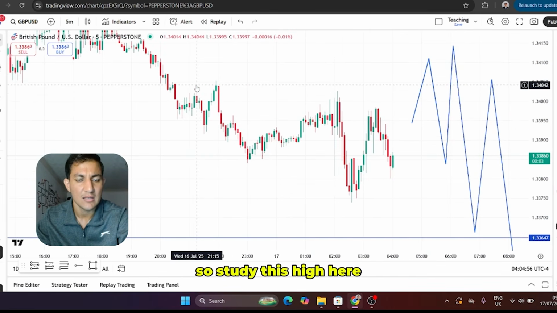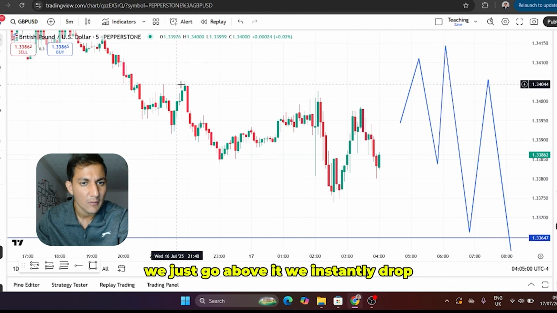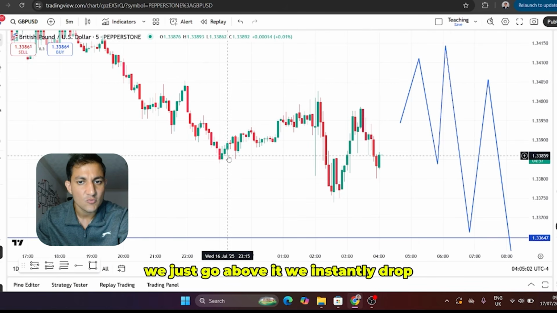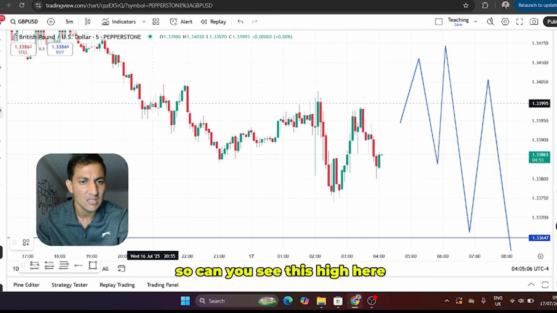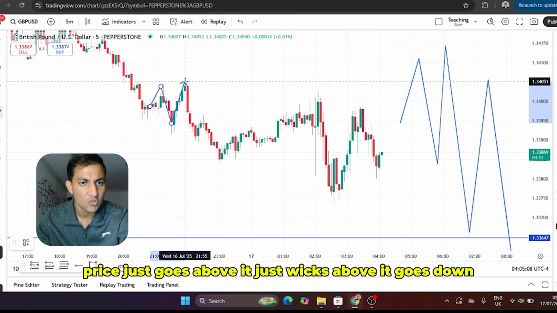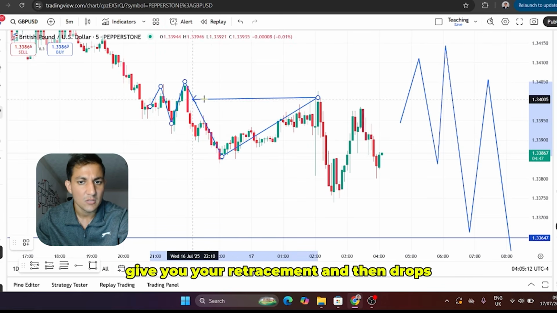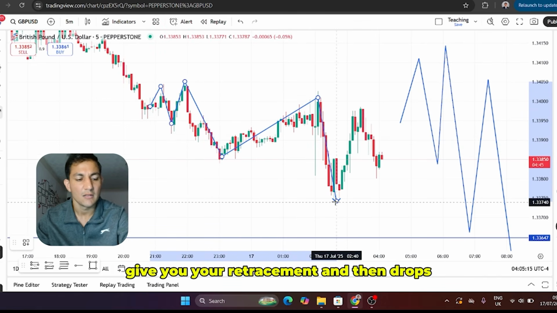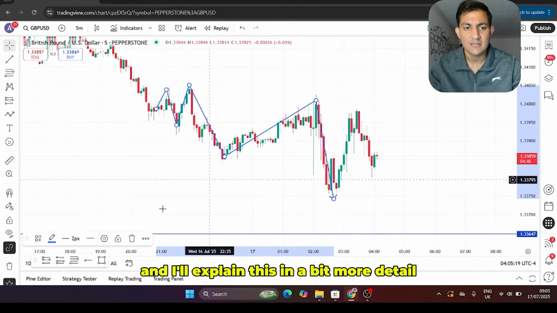So study this high here. Can you see how we just go above this high, we instantly drop, and then we have our retracement and price drops again? Price just wicks above it, goes down, gives you your retracement, and then drops. Very similar to this framework here. So let's clean these charts up, and I'll explain this in a bit more detail.